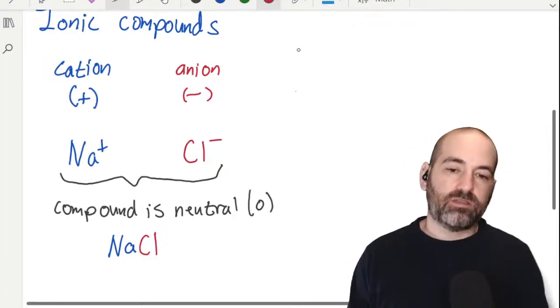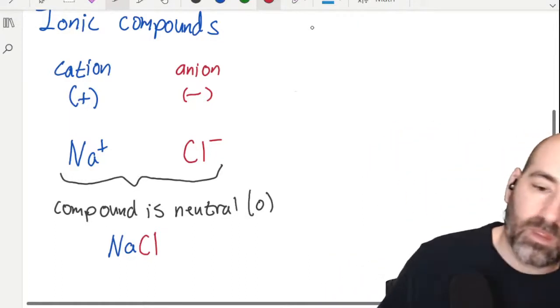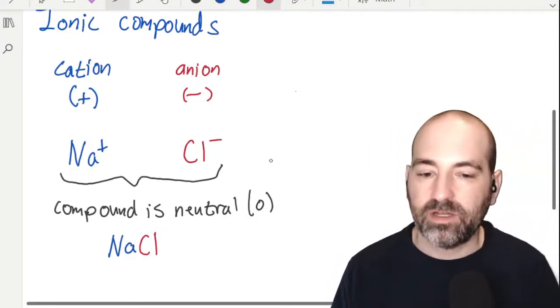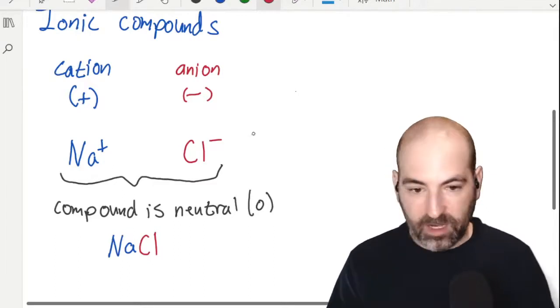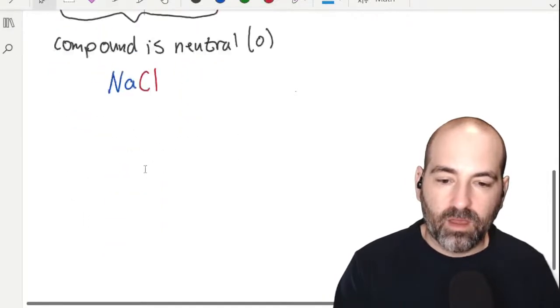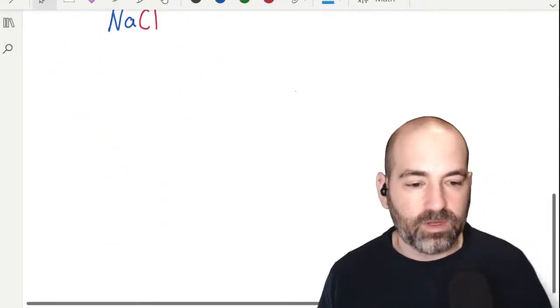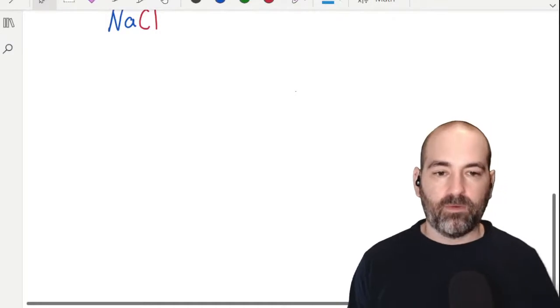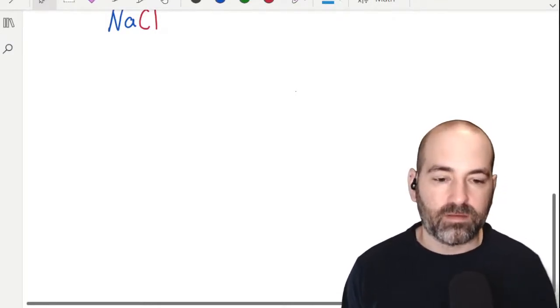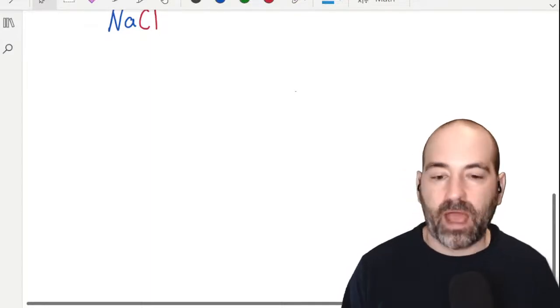Okay, so let's back up for a second and talk about how we figure out that sodium is positively charged and chloride is negatively charged. Well, there's sort of an easy and a hard answer to that. We're going to focus on the easy one at this point. When we talk more about the electronic structure of atoms, it'll give you some more background information on that.